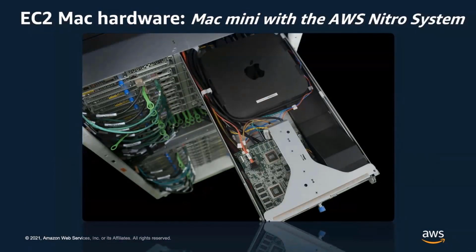And that's what we did. This is an actual photo of an actual Amazon EC2 Mac instance. And what you see here is a Mac Mini. This is an actual 2018 Mac Mini. If you had gone into an Apple store in 2018, when we started designing these instances, this is the exact same Mac Mini that you could have bought off the shelf at any store there.